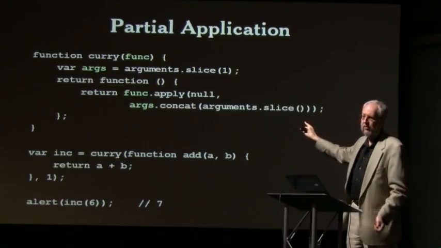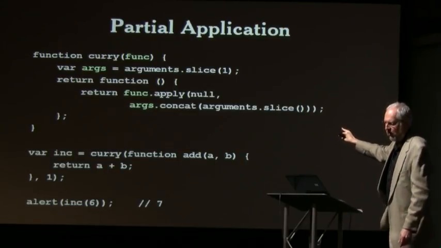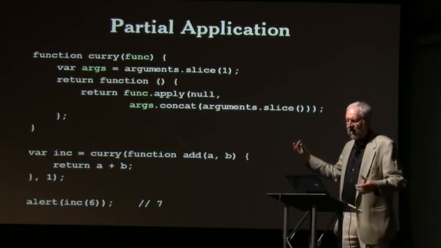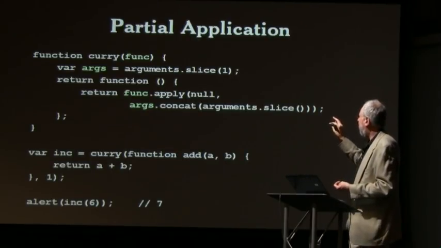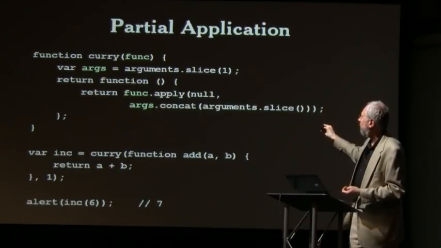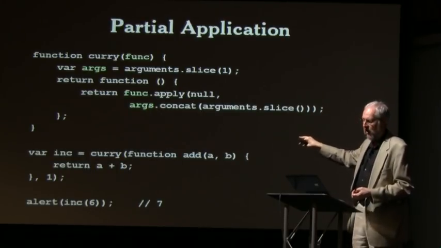And in this case, I'm assuming I'm on ES5, so I'm not doing the awful array.prototype.apply trick. And then curry returns a function, and that function will apply the arguments to the function.